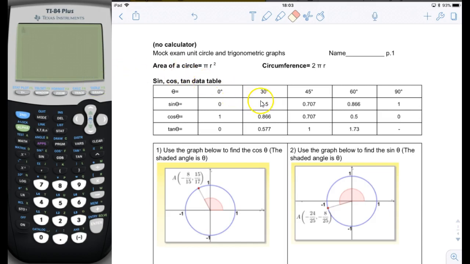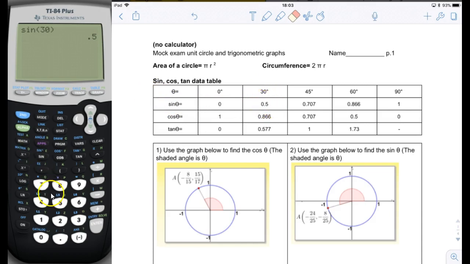So, first I'm going to do sine of 30. If I do sine of 30 degrees, and I know it's going to do 30 degrees because I just set it to degrees, I get 0.5. Let me check the table. If I do sine of 30 degrees, then I have the intersection of this row and this column, and it's 0.5. Do you see how that works?